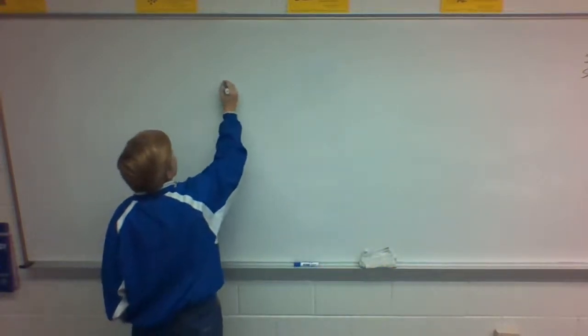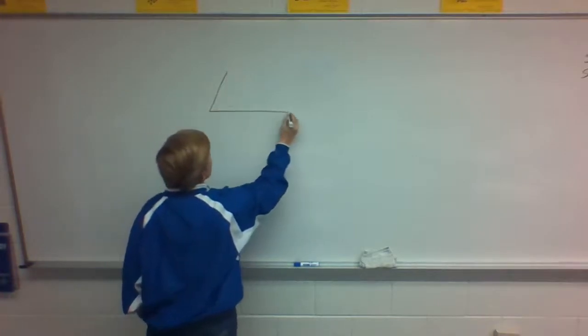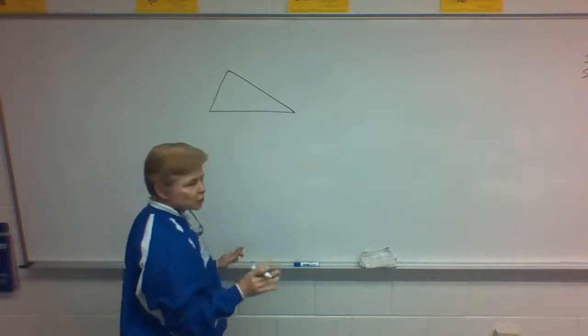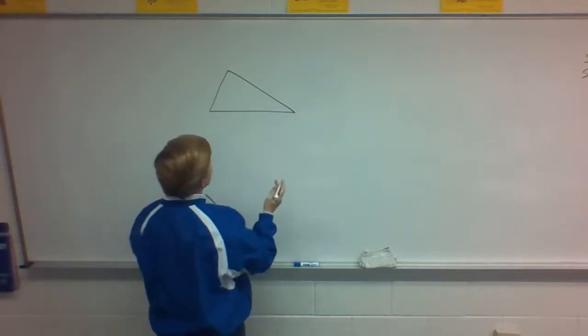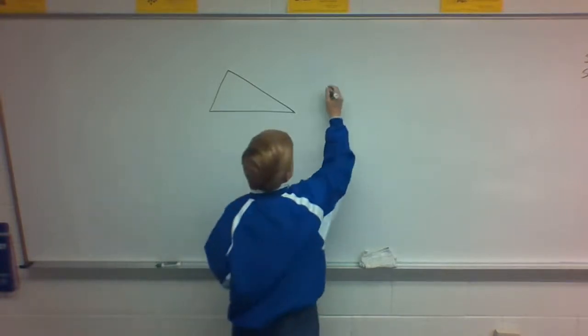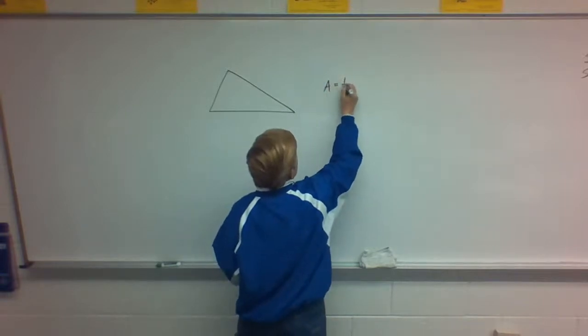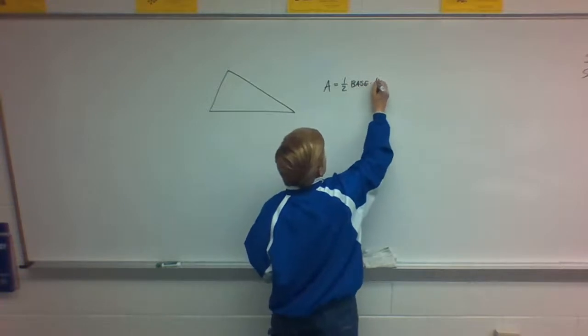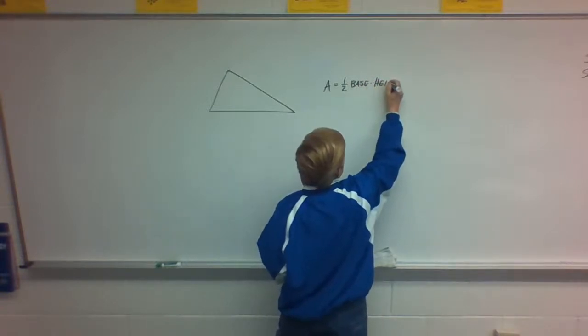I want you to take a look at the first one. I'm going to derive this one. I am not deriving the next one. So this is an oblique triangle. I know it looks like a right triangle, but it's oblique, okay? And we want to find the area of this triangle. We all know that the area is equal to 1/2 the base times the height, where the base and height are perpendicular.